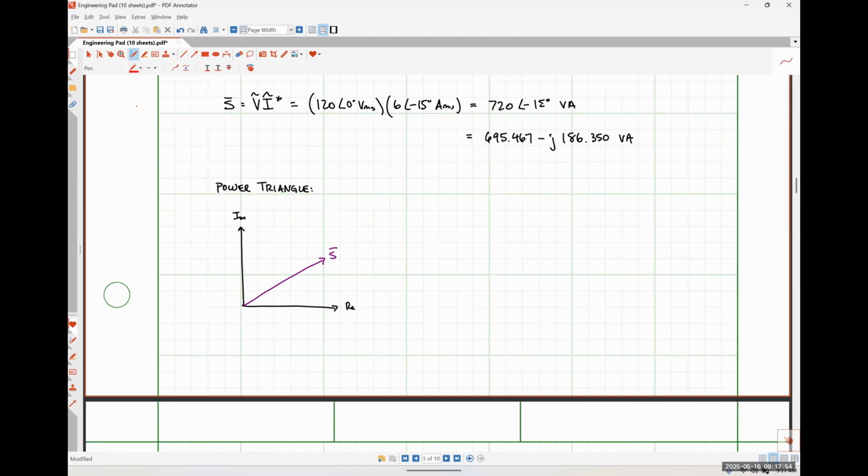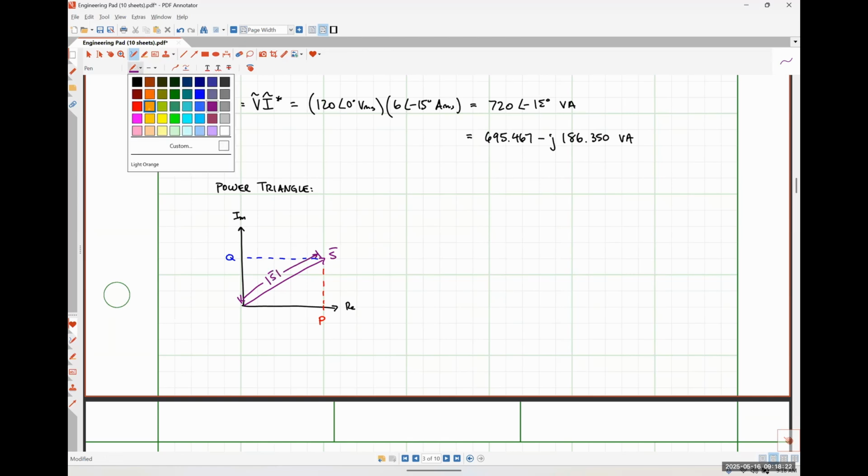Our projection of S onto the real axis is simply our average power. Our projection of S onto the imaginary axis is our reactive power. The length of this vector is our apparent power. And the angle that this vector forms with the positive real axis is our power factor angle.